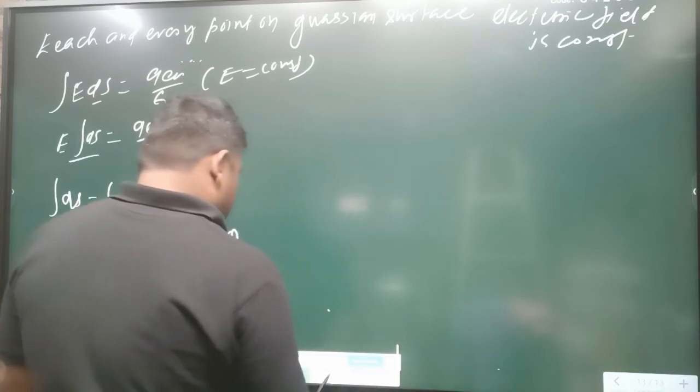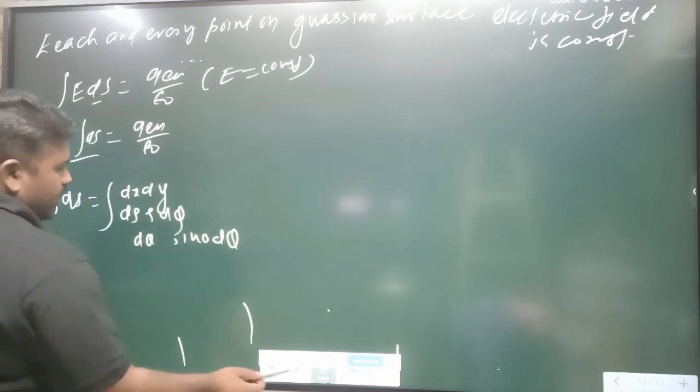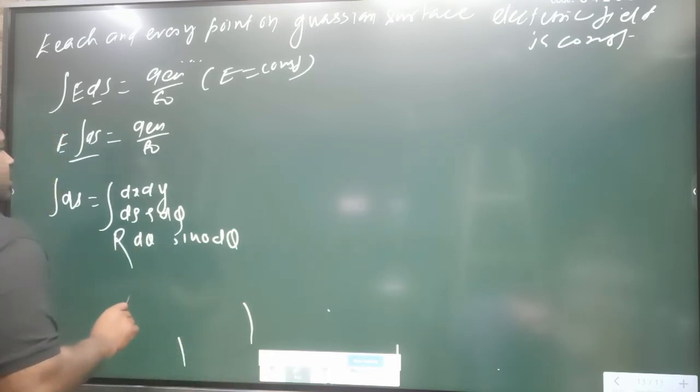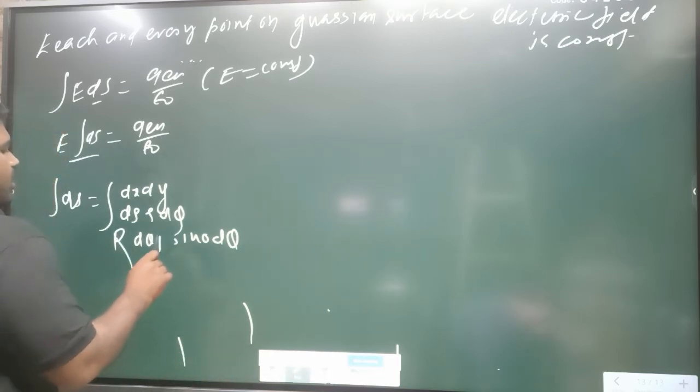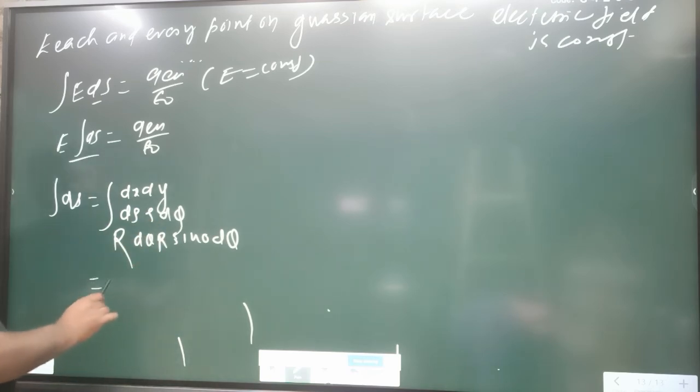R is capital. Don't take small r, because on the surface the R value is a constant. R dθ, R sinθ dφ. Got it? The system is spherical, on a sphere, R is a constant. That means R squared we can take common out.